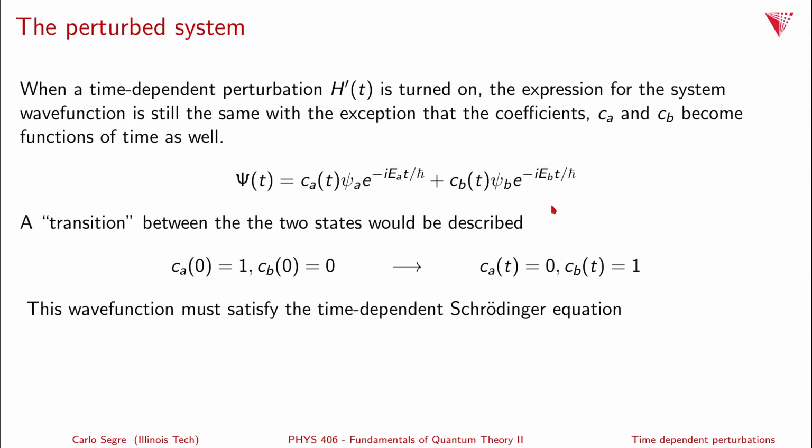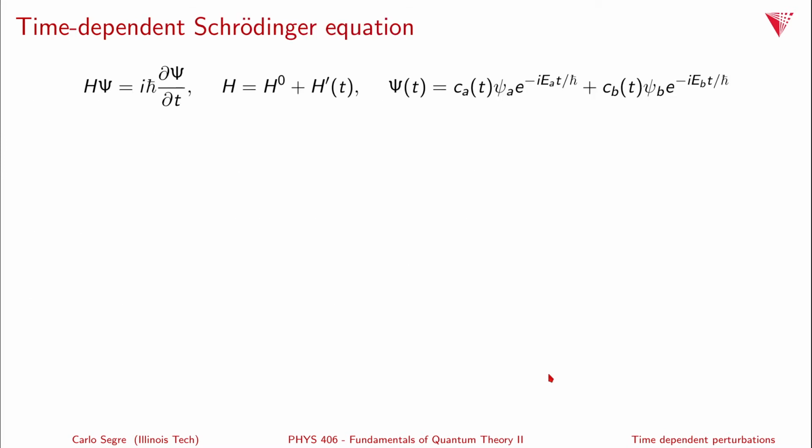The wave function we've described above must satisfy the time-dependent Schrödinger equation, which is given by H psi is equal to i h bar partial of psi with respect to t, where H is the total Hamiltonian, that is the unperturbed static Hamiltonian, plus the time-dependent perturbation, H prime of t. We now have these three equations which we can use to solve for Ca and Cb.